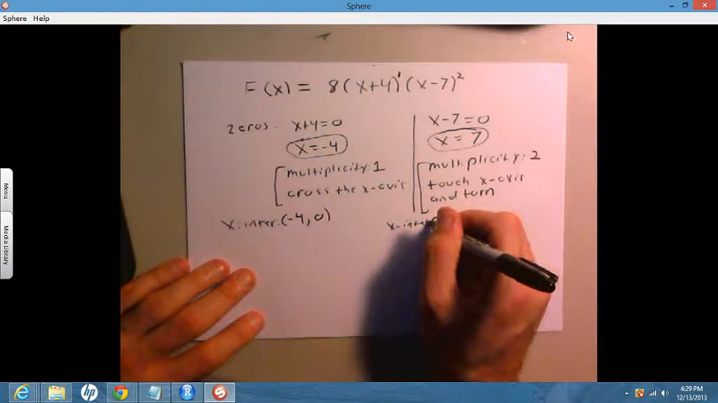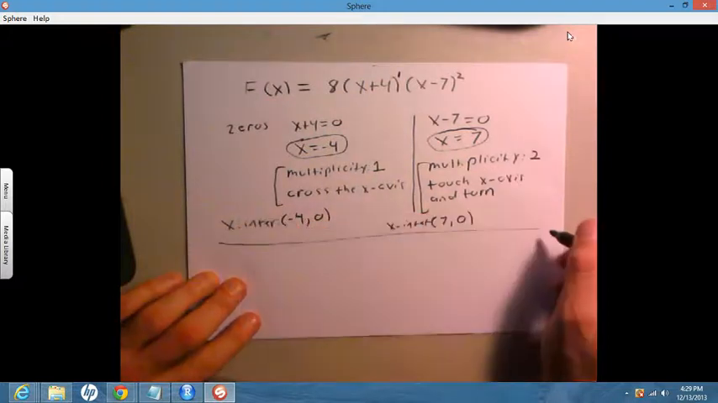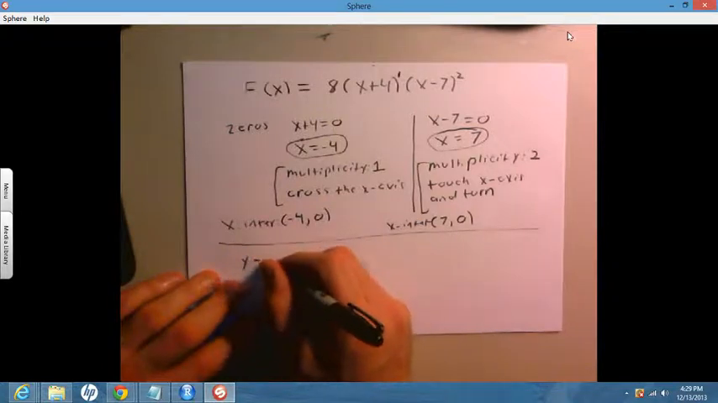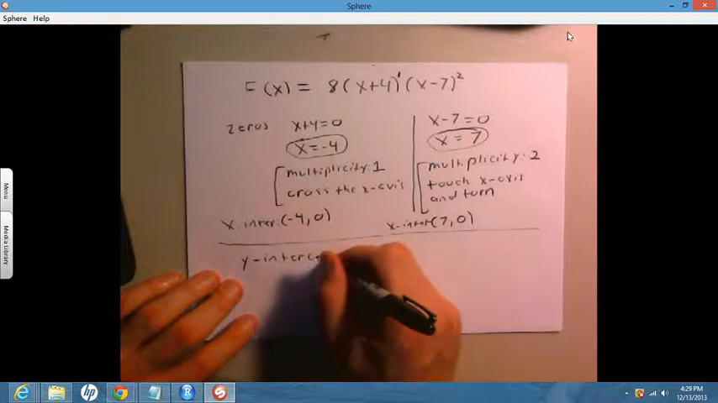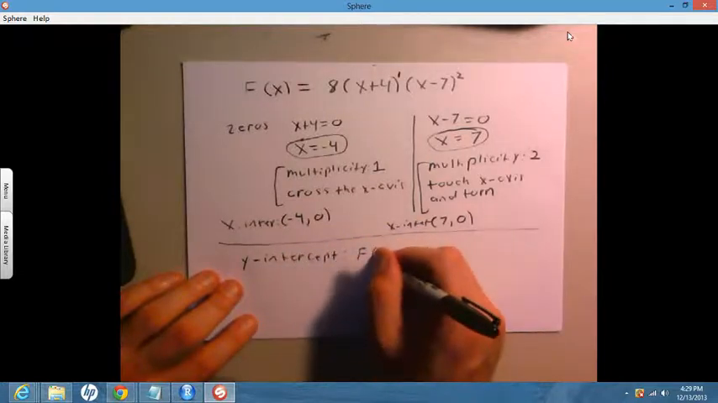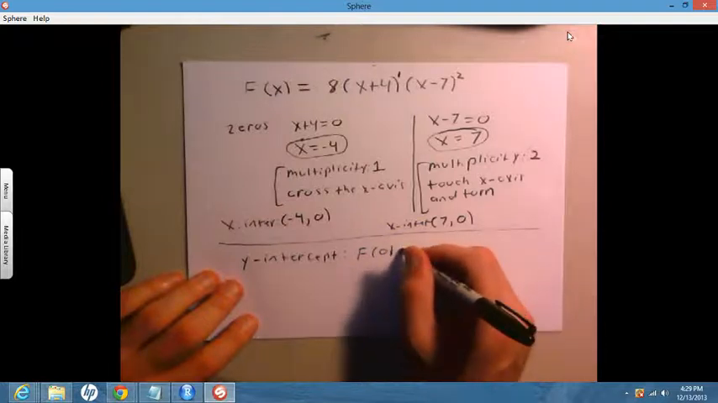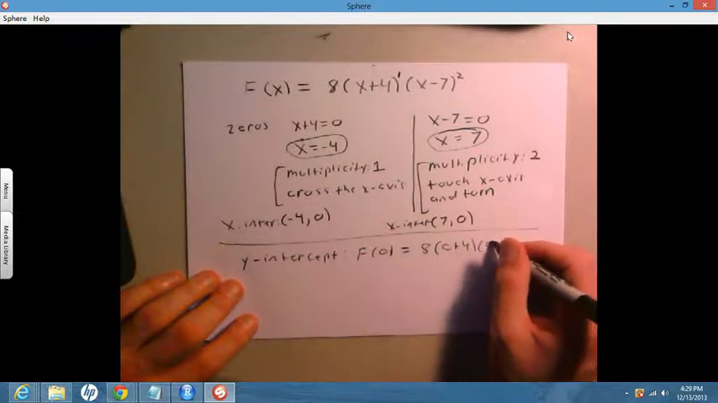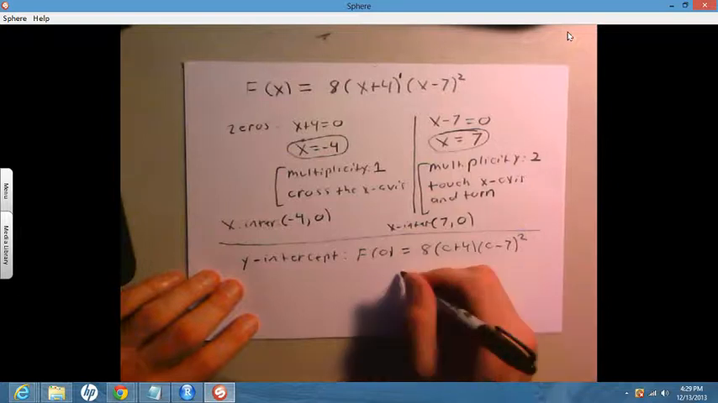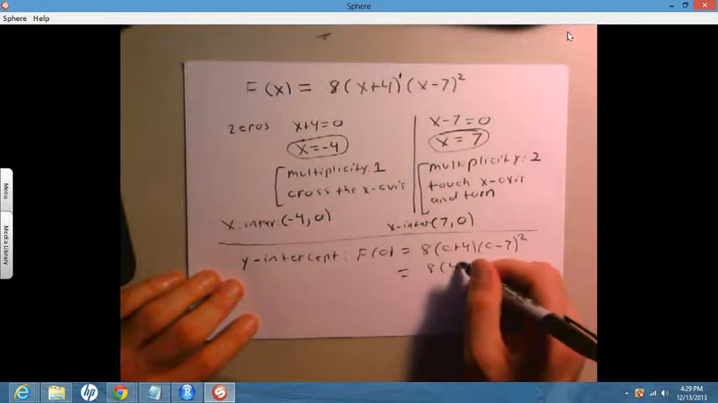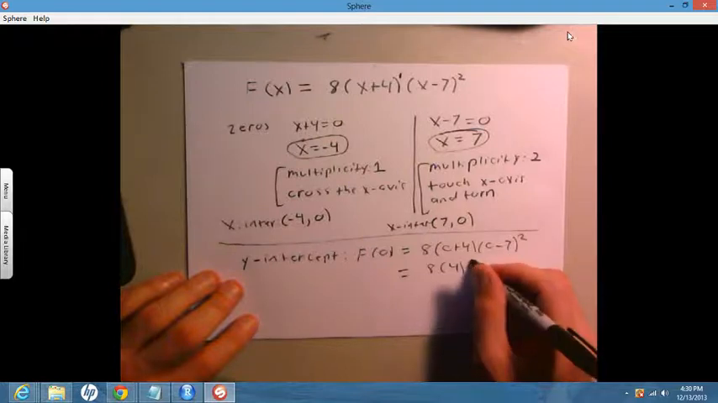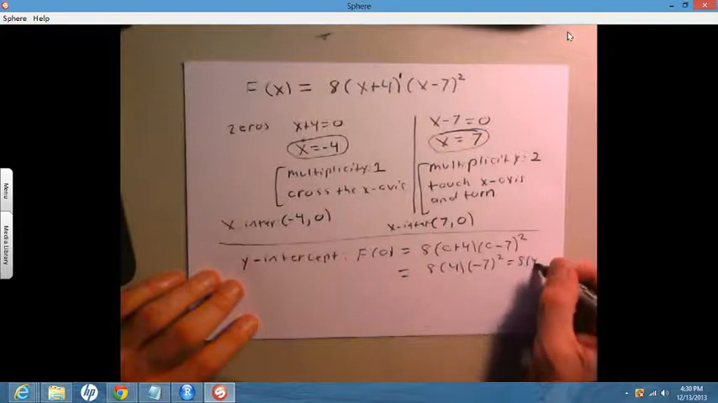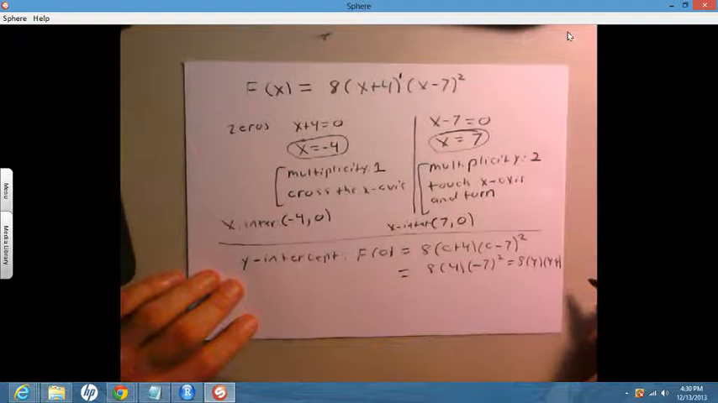Okay? Now the next thing I'm going to look at is the y-intercept. To find the y-intercept, I just plug in 0 for x. And I'm going to have f of 0 is equal to 8 times 0 plus 4 times 0 minus 7 squared, which is going to be equal to 8 times 4 times negative 7 squared, because 0 minus 7 is negative 7, which is 8 times 4 times 49.